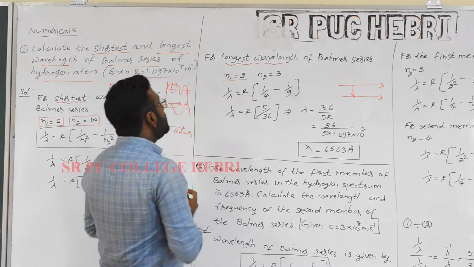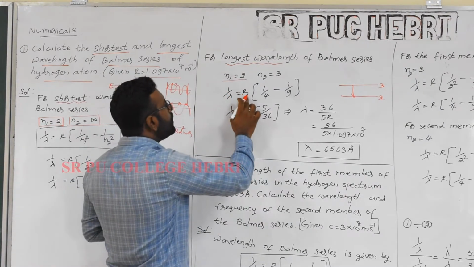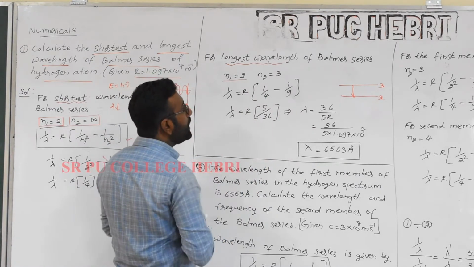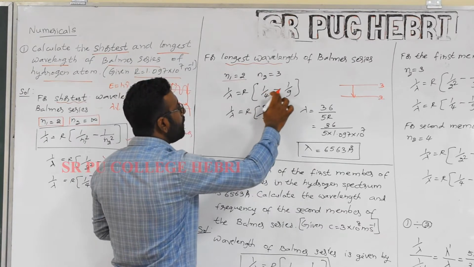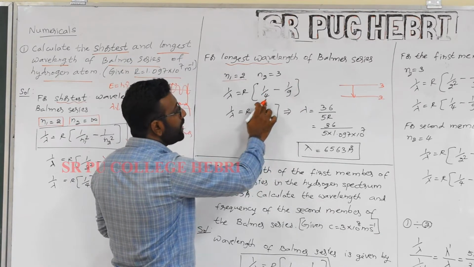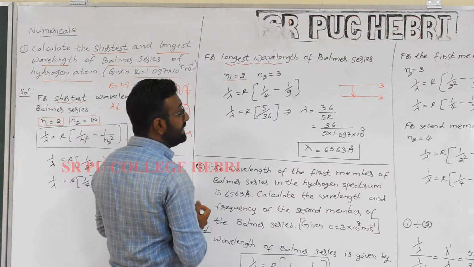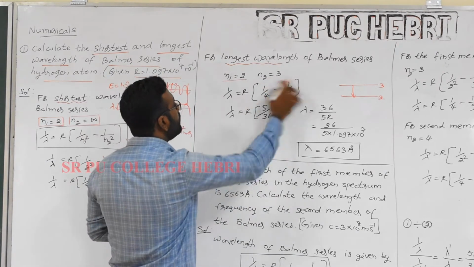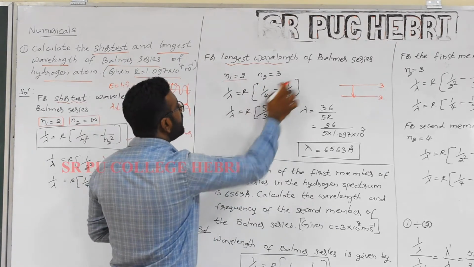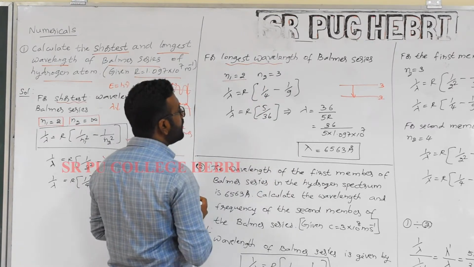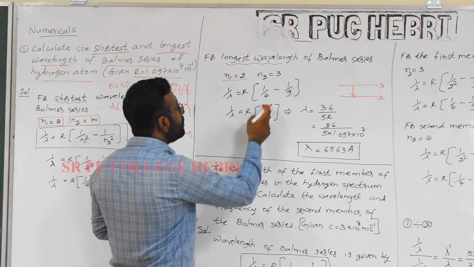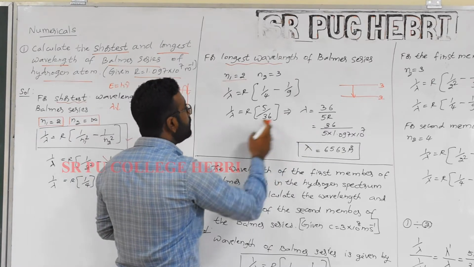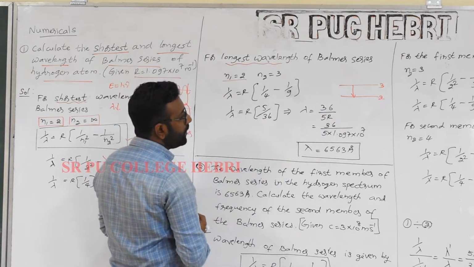Substituting the values, you get 1 by lambda is equal to R into 1 divided by 4 minus... look at the previous equation, same equation, so we don't need to write it: 1 divided by n1 square minus 1 divided by n2 square. Here n1 is 2 and n2 is 3. Correct, right? So we do the calculation. You know this one, mathematics. Take this term to this side, then multiply the denominators. What do you get? 1 by lambda is equal to R into 5 divided by 36, which implies lambda is equal to 36 divided by 5R.